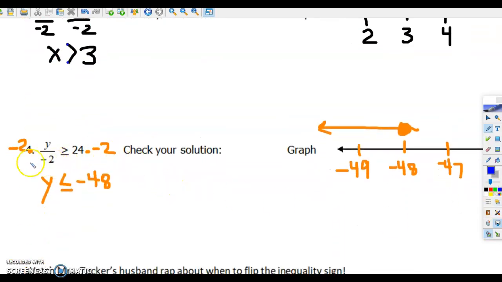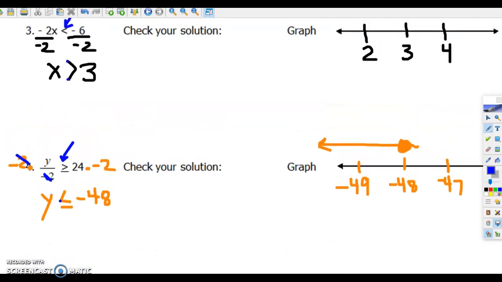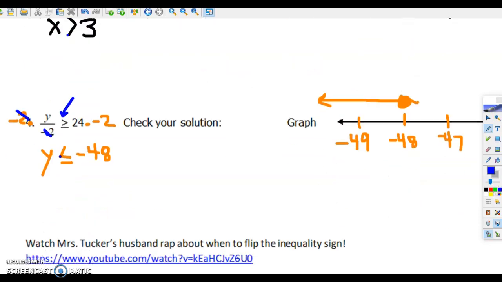Last one. This time I had to multiply both sides by a negative 2 to get rid of this negative 2 on the bottom, or division. And that leaves me y is less than or equal to, flip my sign because I multiplied both sides by a negative. And I have a closed circle because of the equal to, I want to include that negative 48, and my arrow goes to the left because my variable is on the least side this time. All right, I hope that helps. Everything is the same except when you multiply or divide both sides by a negative number.